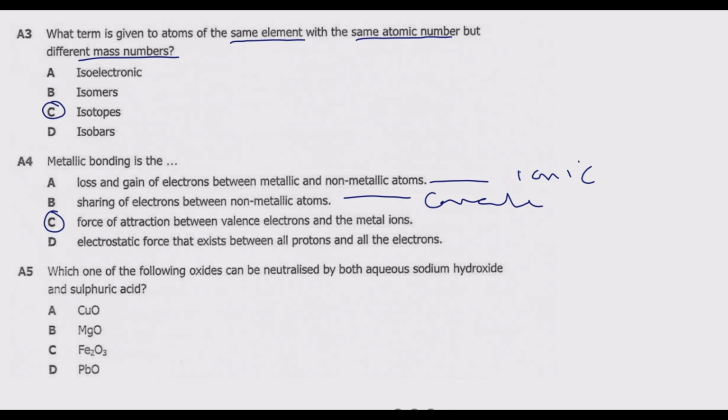So without even looking at D, we can proceed, because D is saying electrostatic force that exists between all protons and the electrons. This is not true. We look at question 5.